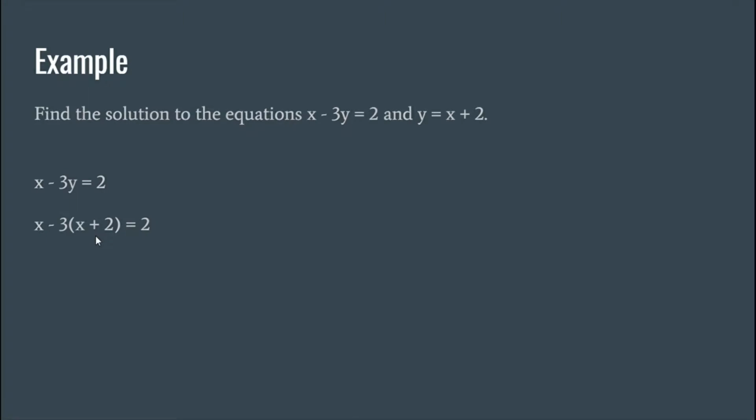Then I'm going to distribute, because this is multiplication here. Combine like terms, because I got x's on one side of the equal sign here that I can combine. Isolate the variable, and then solve for x.